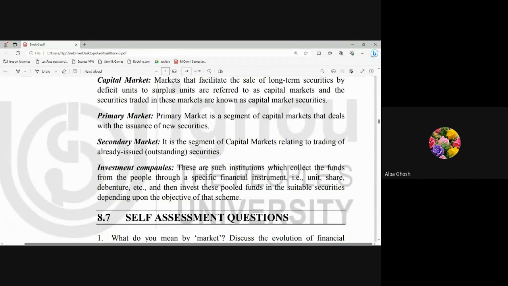Investment companies are those companies where we make investment and then they make use of our investment into long-term objectives.